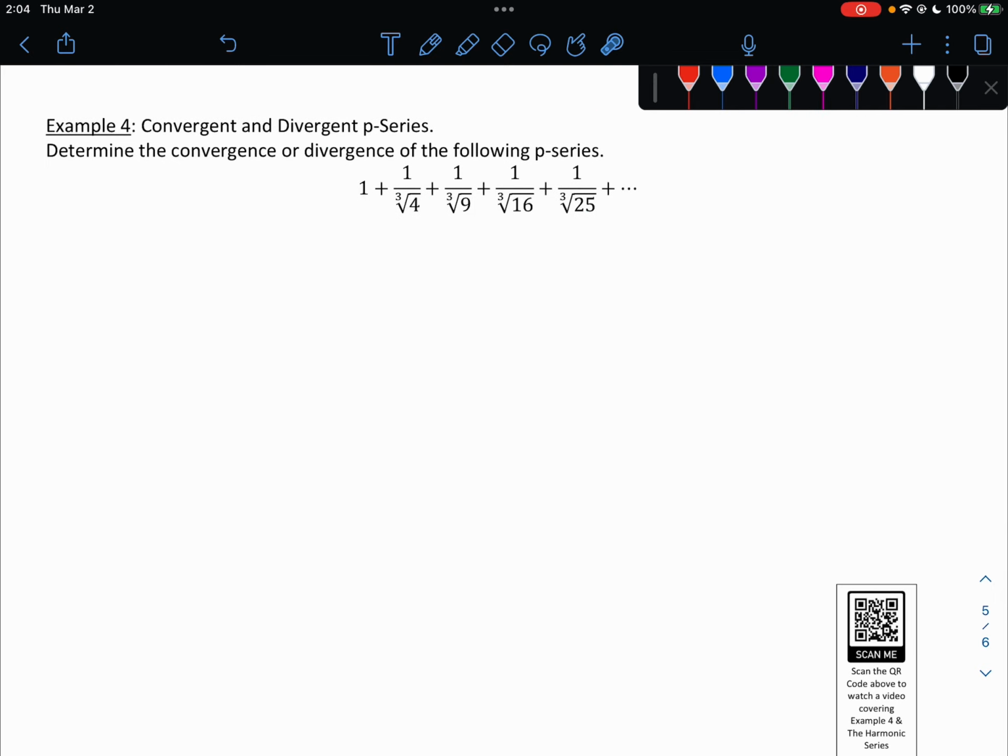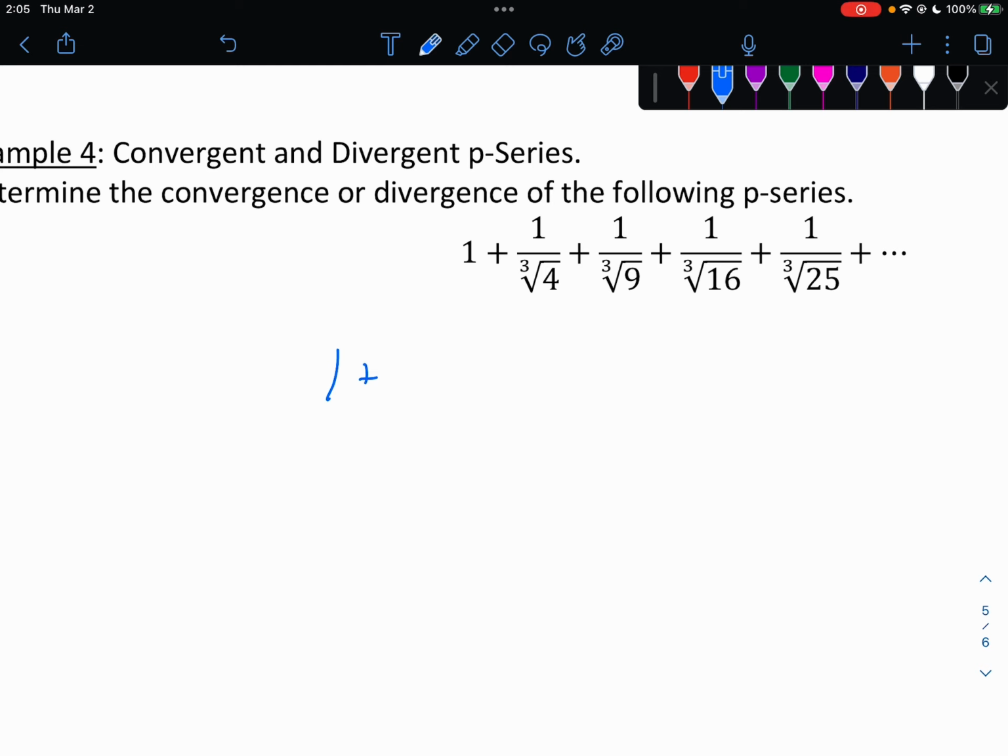Okay, number 4. Determine the convergence or divergence of the following p-series. You might be thinking, well, that's not a p-series. It doesn't look like a p-series to me. Let's rewrite it first. 1 plus, I can rewrite third root of 4 as 4 to the 1/3 power, right? Or 2 squared to the 1/3 power. I can rewrite this one as 3 squared to the 1/3 power, and then 1 over 4 squared to the 1/3 power, and 1 over 5 squared to the 1/3 power.